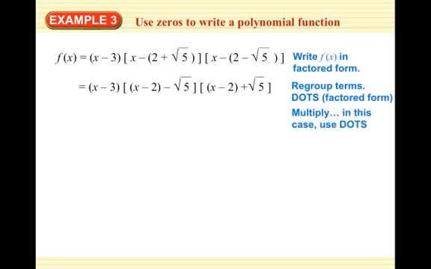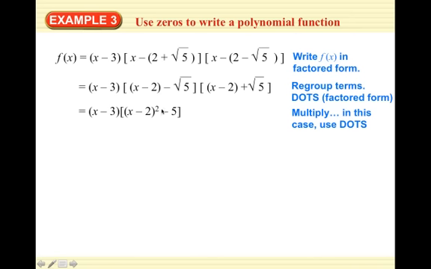So because these two are in the factored form of difference of two squares, we can work backwards and write this. We'll have our x minus 3, and then times x minus 2 squared minus square root of 5 squared. Well, square root of 5 squared is just 5. So we've got x minus 2 squared and then minus 5, difference of two squares, but remember this was square root of 5 times square root of 5.